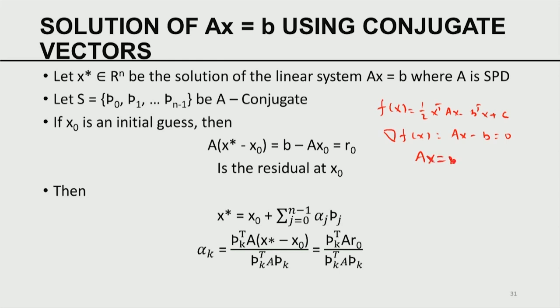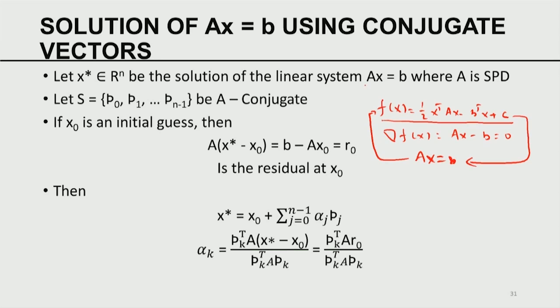Therefore, you can readily see that if f of x is a quadratic function, at the minimum Ax must be equal to b. Ax equal to b is the gradient of a quadratic function. Therefore, minimizing a quadratic function and solving a linear equation are equivalent problems. So we can pose the conjugate gradient method either as one of solving a linear system or one of minimizing a quadratic form.